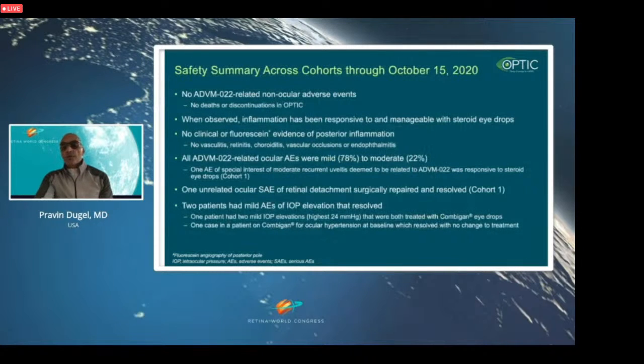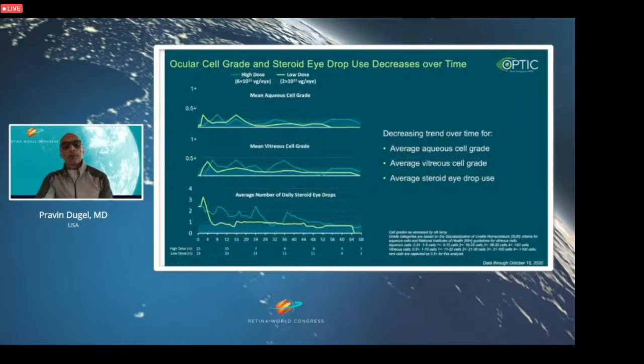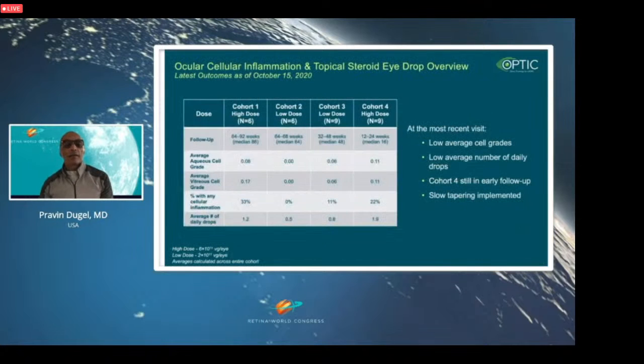So as far as safety is concerned, let me jump right to the issue. The issue really here is that of inflammation. And the company will tell you that this inflammation is almost entirely in the anterior segment, is quite mild and easily handled with topical steroids. And that is indeed the case. When you look at the average number of drops, you're talking about one drop or so.